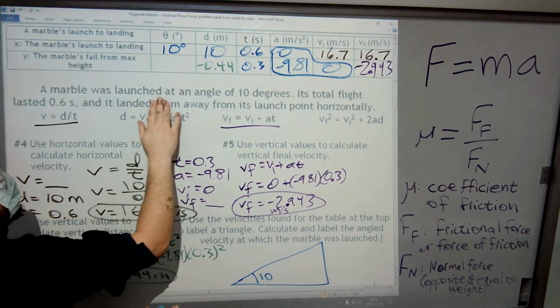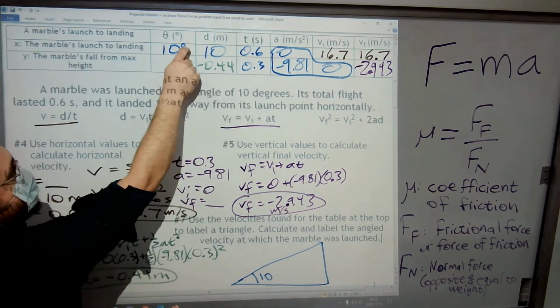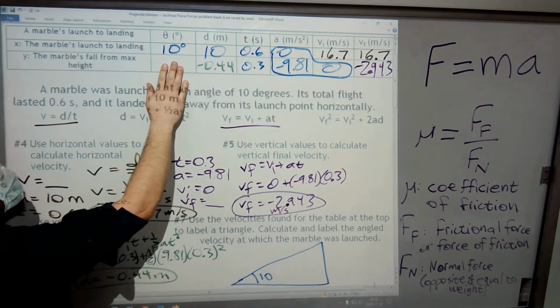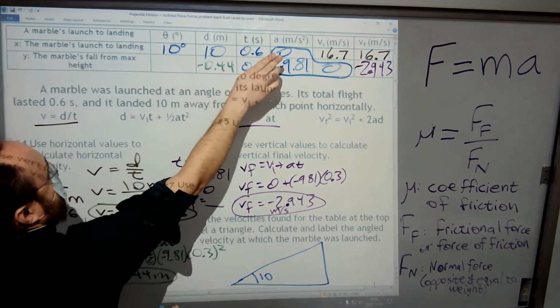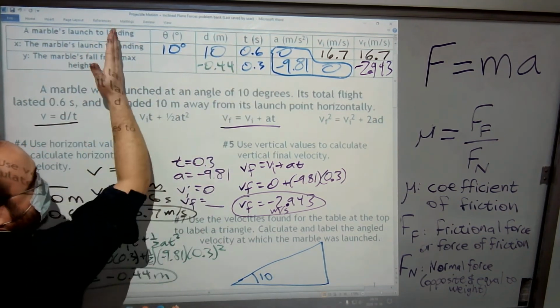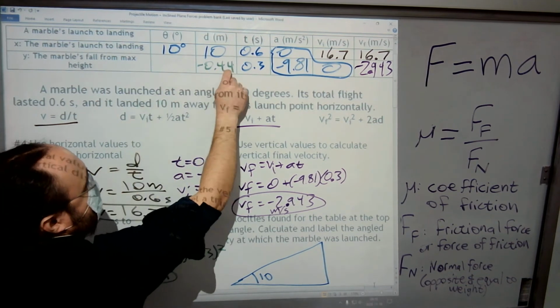So it told us the marble was launched at an angle of 10 degrees. That goes in horizontal angle. We're not going to fill out the vertical angle box. Remember all these, this is the X row. Everything here is horizontal. And this is the Y row. Like the Y-axis is vertical, so everything here is vertical.